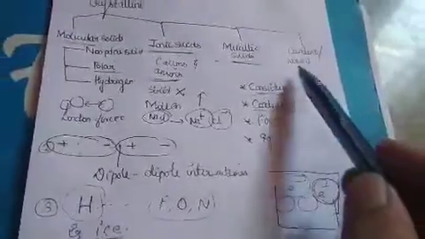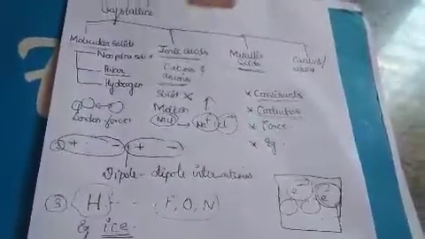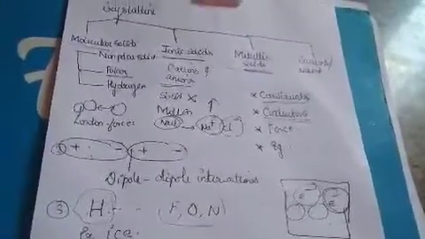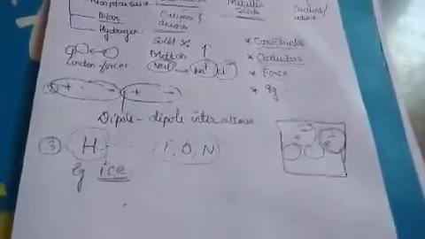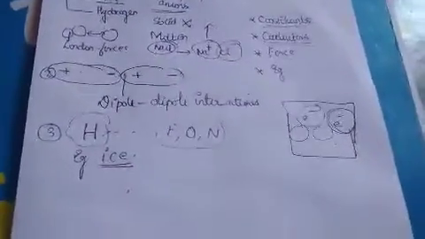Coming to covalent solids or network solids, here the bonding between the atoms is a covalent bond. With respect to their conductivity, they are very bad conductors, or we can say they are non-conductors of electricity.